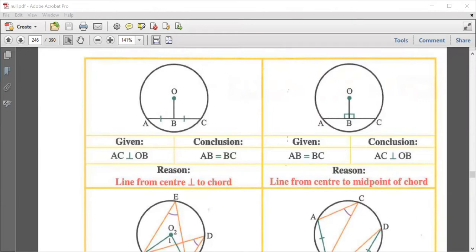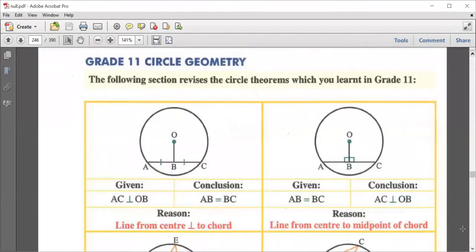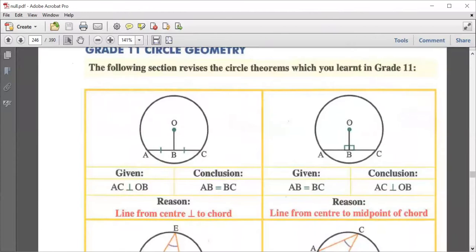Okay, as I've said the last time, today's lesson is about Euclidean geometry, or some call it circle geometry. It's the same thing. This chapter consists of many theorems. So you need to know many theorems in order for you to answer many questions under this chapter. Most of the theorems which comprise this chapter are grade 11 theorems.